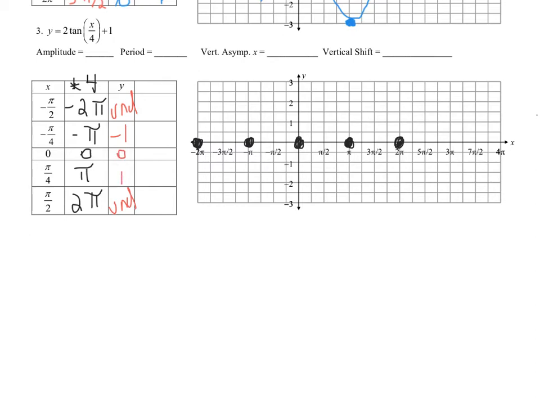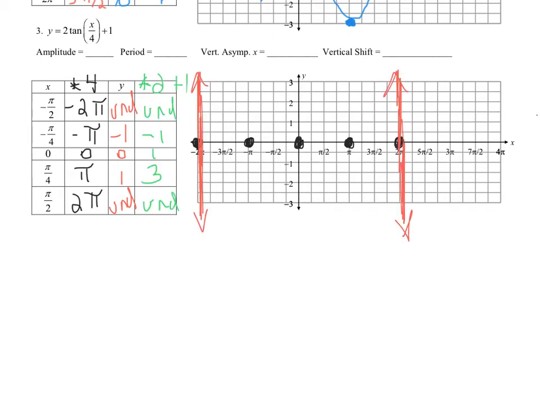Now I'm going to do the outside transformations. That would be these outside transformations right here. I'm multiplying by 2 and adding 1. So on these, I'm going to multiply by 2 and add 1. So times 2 plus 1.